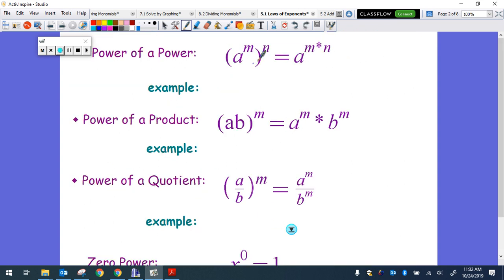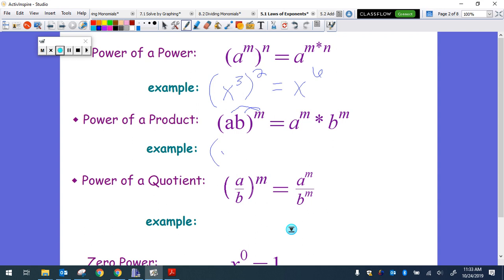Power to power means if you have this exponent on the outside, the rule is that you multiply it. So an example, if I had x to the 3rd to the 2nd, you would multiply. So that would be x to the 6th. The second one is pretty much the same. If it's on the outside, you multiply it to everything on the inside.